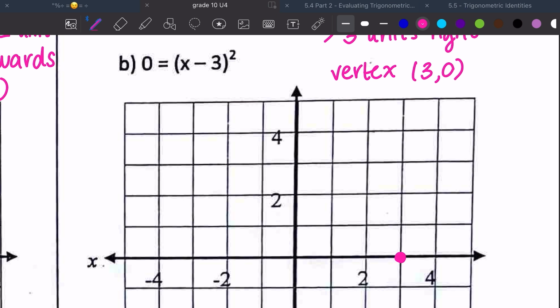And then like Kara said, we are opening upward. There's no A value in front, so I know it's just my regular 1, 3, 5 rule. So over 1, up 1, over 1, up 3, and that's all I can fit. I can't go up anymore. And that's enough to connect.